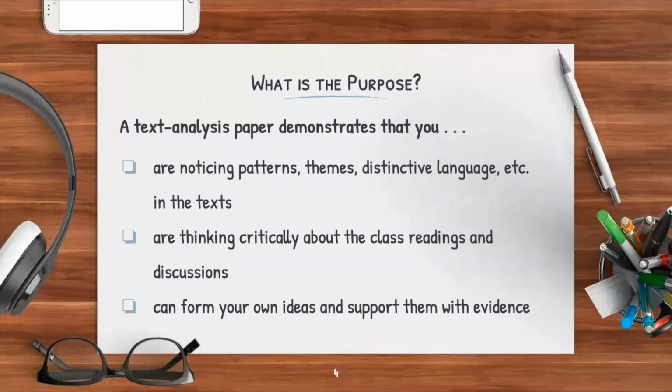A professor wants you to write a good text analysis paper because it shows that you are noticing things like patterns, themes, distinctive language, etc. in the text that you're reading. Being able to come up with an argument about the text shows that you are thinking critically about the class readings and discussions, forming your own thoughts and ideas, and that you can support your ideas with points and evidence.